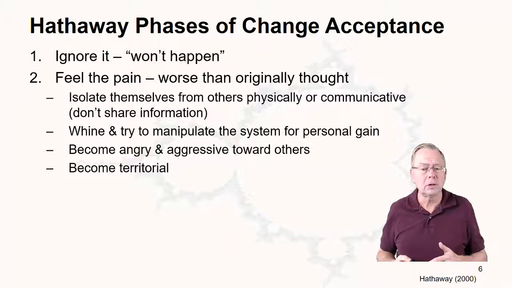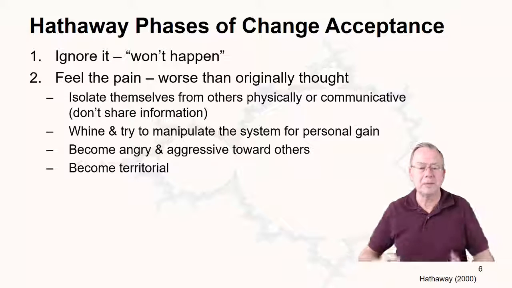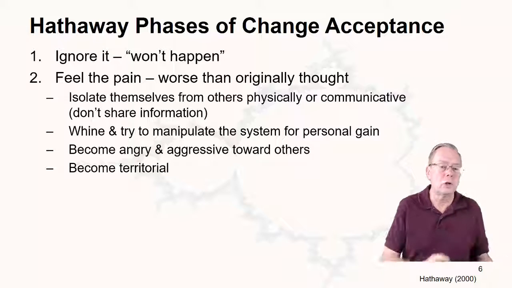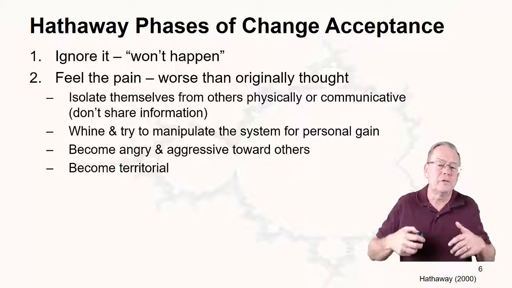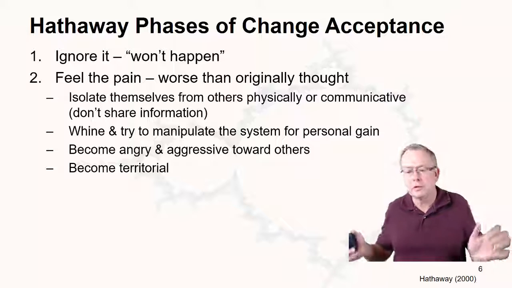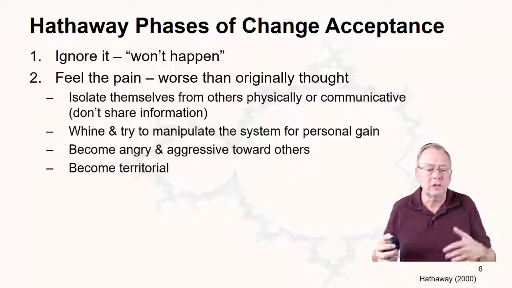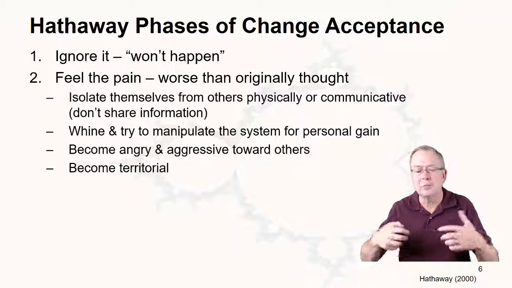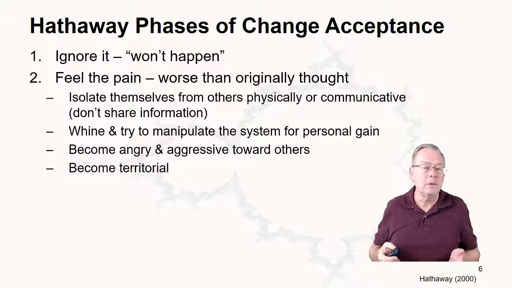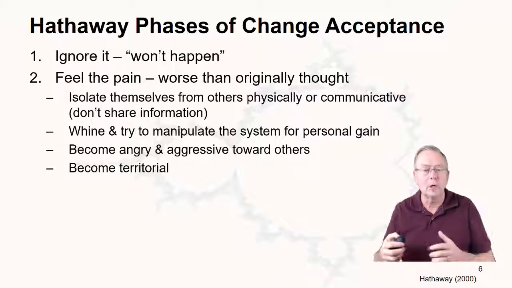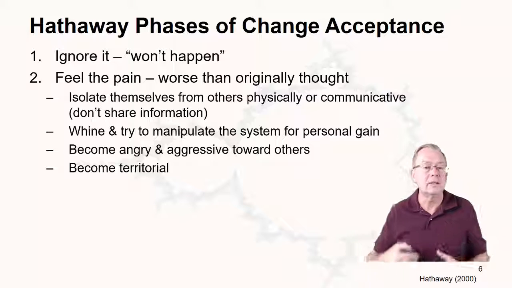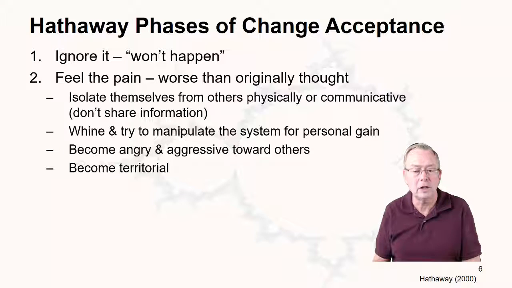The fourth model is a phase of acceptance. If you ignore it, it won't happen. Eventually, though, you feel the pain and it's worse than you thought. You'll isolate yourself, you'll whine, you'll try to manipulate the system, you may become angry and aggressive toward others, you become territorial. We talked about some of these demonstrated symptoms in an earlier video.